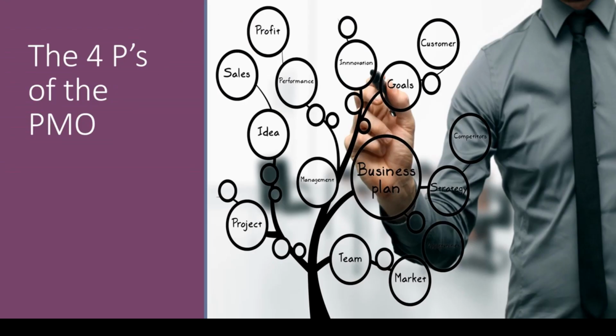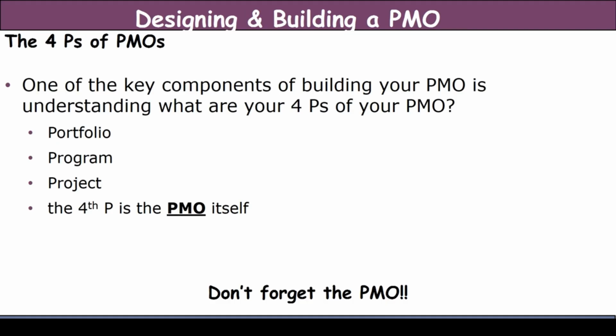Okay, the next step 4, is the 4 P's of your PMO. When you think about your 4 P's of your PMO, it's very, very simple. We break it down to portfolio management, program management, project management, and the 4th P being the PMO itself. Don't forget the PMO itself.